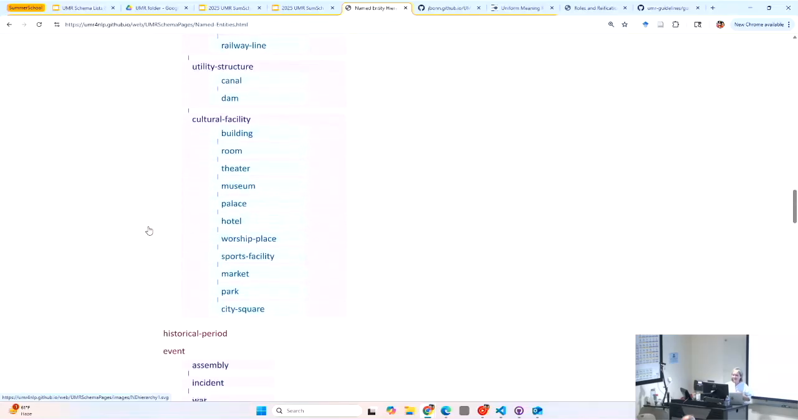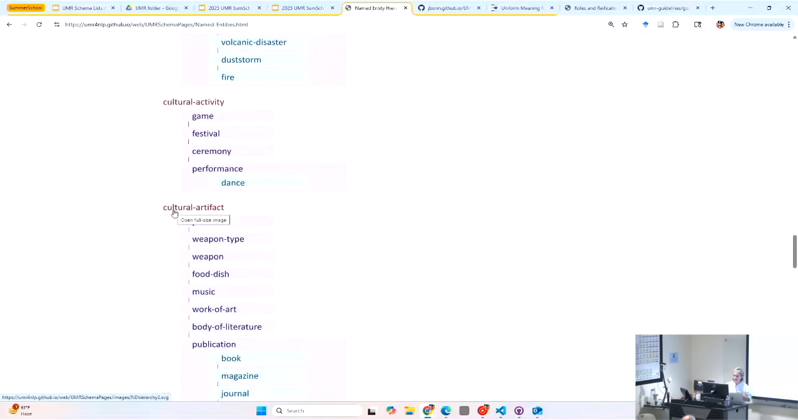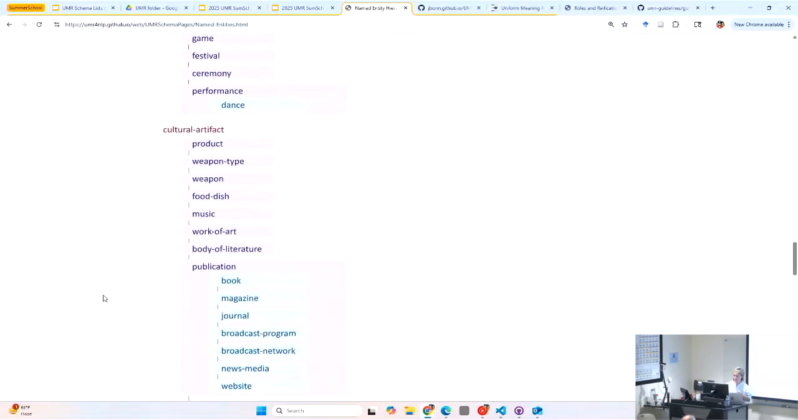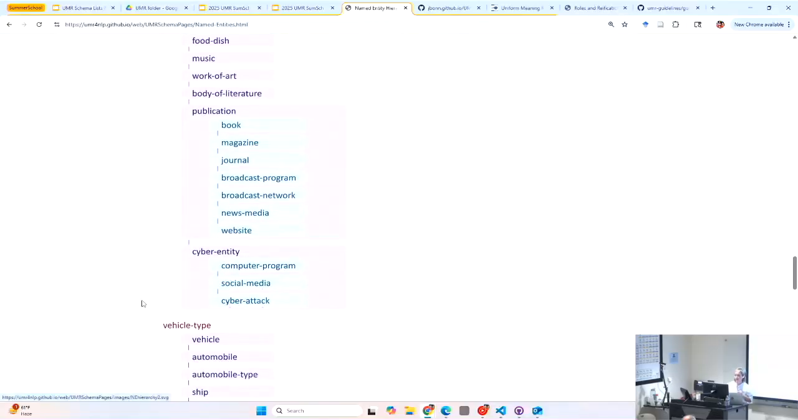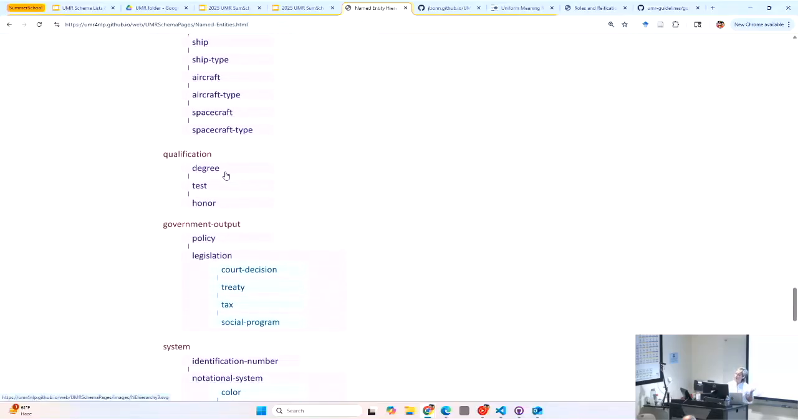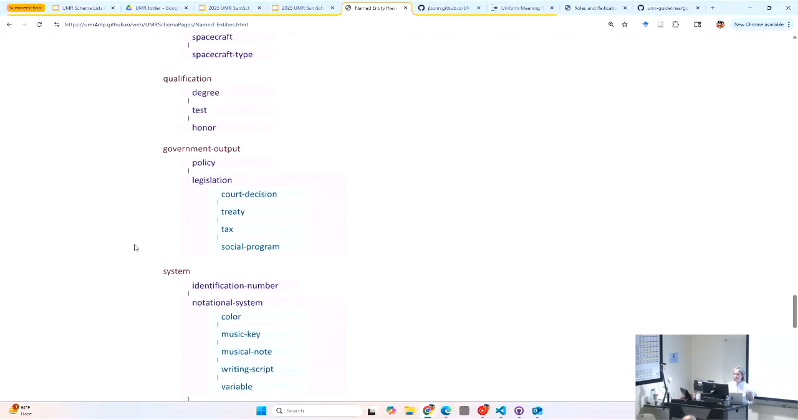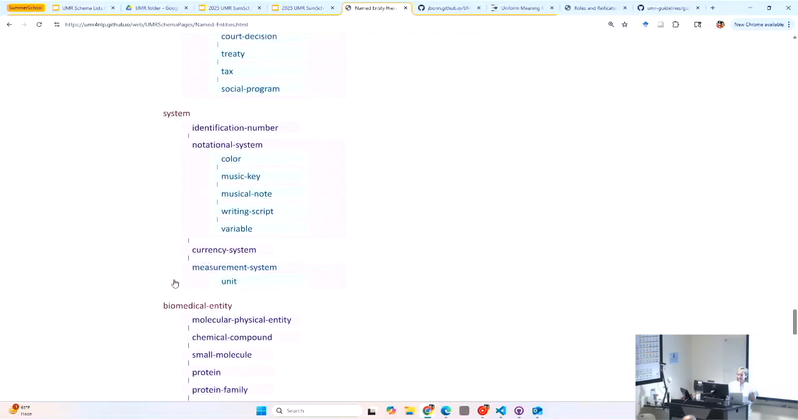Okay, so we're down by event. Cultural activity and cultural artifact, those are new. Some of these were concepts that were in the AMR types, but they've been reorganized a bit. We've added some computer-related stuff. Vehicles, we've expanded. Qualifications, like degrees, tests, like the SATs, honors, like awards. Government output, so I think we already had like tax and social program, and legislation maybe, but yeah, we've added a few there. Systems, we've added a lot to.